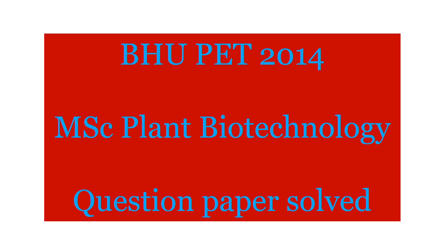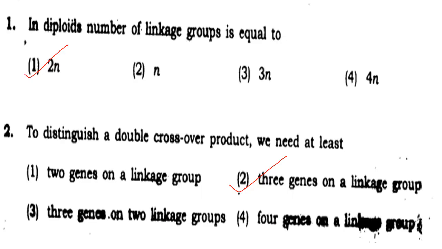Hello everybody. Today we will be discussing BHU PET 2014 MSc Plant Biotechnology question paper. To the first question, in diploids, number of linkage groups is equal to option 1 2n, 2 2n, 3 3n, 4 4n. Answer is 2n.